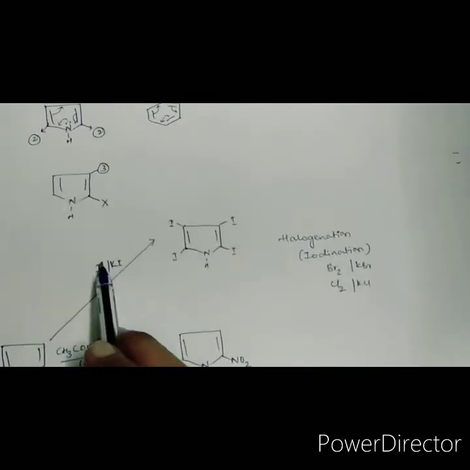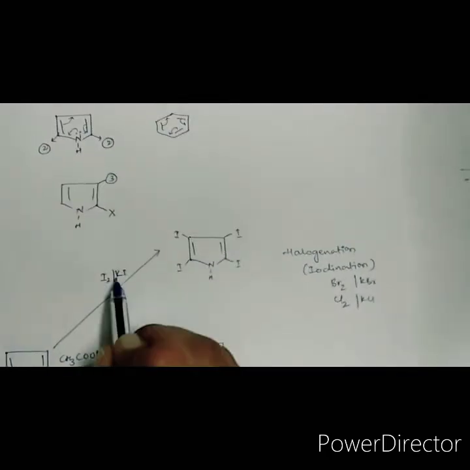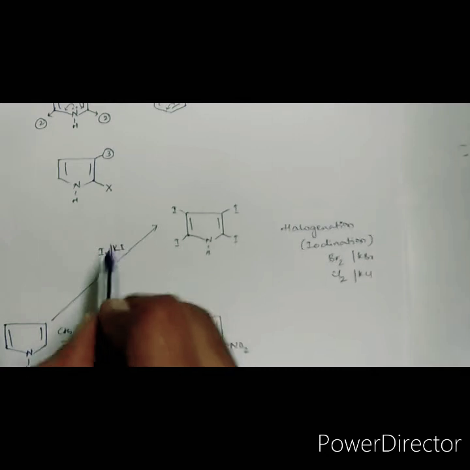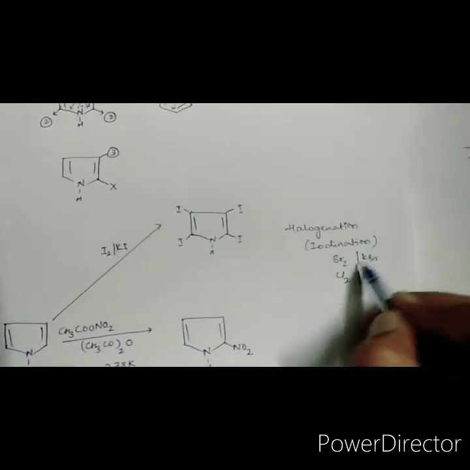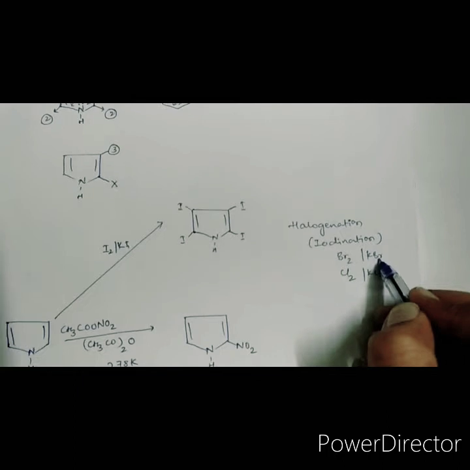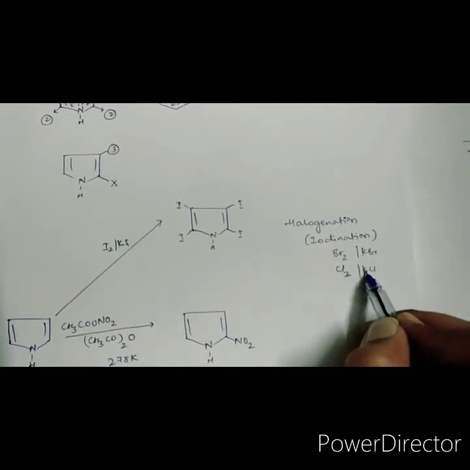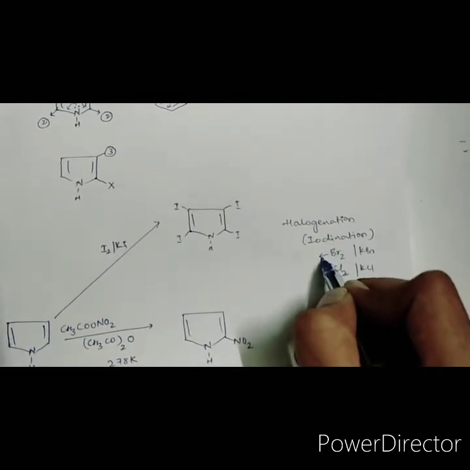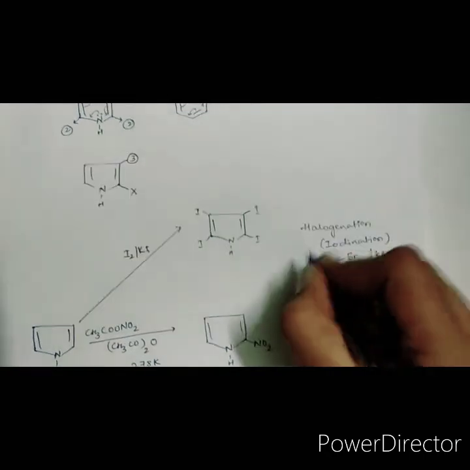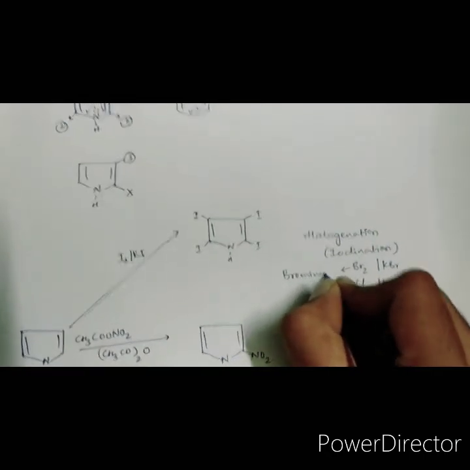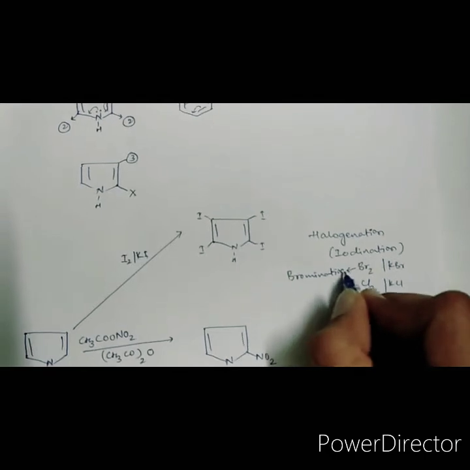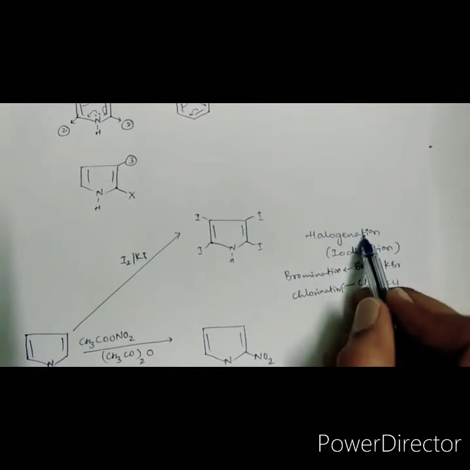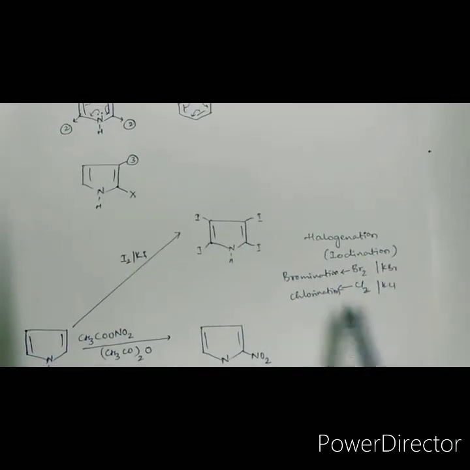So whichever halogen you react, the same salt of that halogen must be used in order to carry out electrophilic substitution of the pyrrole. In this case, iodine with potassium iodide. If we use bromine, then we have to use potassium bromide. If we use chlorine for chlorination, then we have to use potassium chloride. If the process utilizes bromine, then it is known as bromination. If it uses chlorine, then it is known as chlorination. In general, it is known as halogenation because iodine, bromine and chlorine are all halogens.